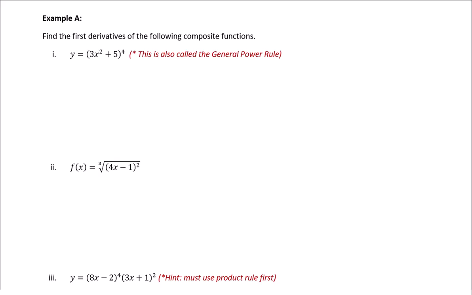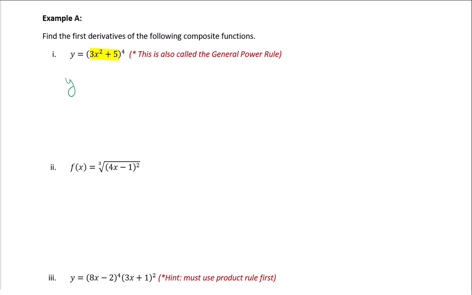Let's take a look at the 4 parts of example A, where we're asked to find the first derivatives of the following composite functions. Now, in this first function, we have a binomial in parentheses, 3x squared plus 5, and then that binomial is taken to the 4th power. Now, we can also call this chain rule formula the general power rule. 3x squared plus 5 is the inside function. So let's deal with that 4 first.